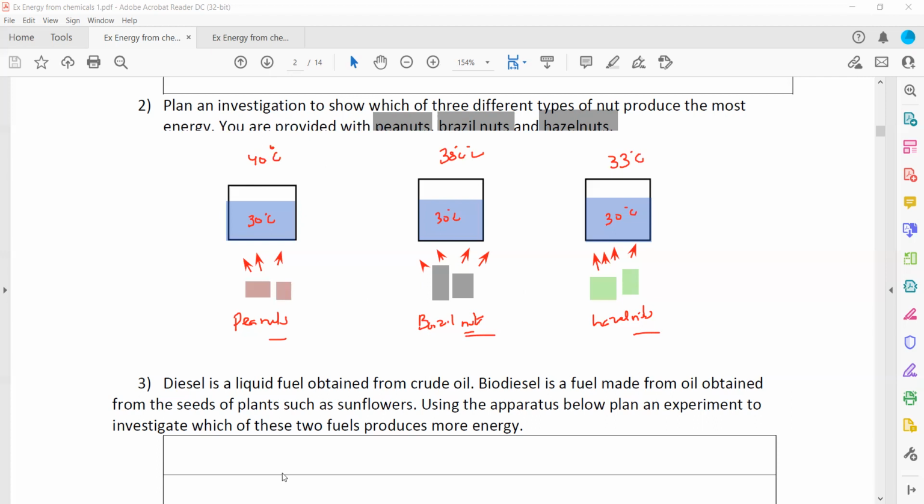In this case, peanuts produce the most energy because the water temperature rises to a greater level, or changes to a greater level, as compared to Brazil nut or hazelnut. But again, in the exam, you don't have to mention which nut produces the most, you just have to plan the investigation, how you can do this experiment. Is the experimental setup clear? Then I will write the answer for this, because it is important you understand the experimental setup.